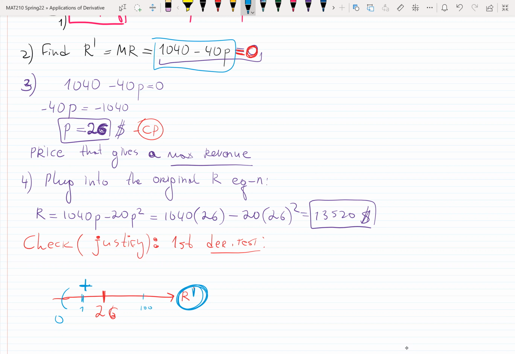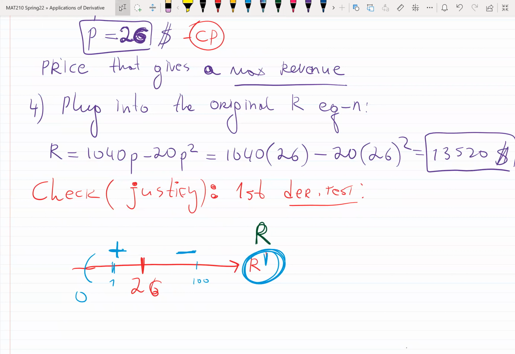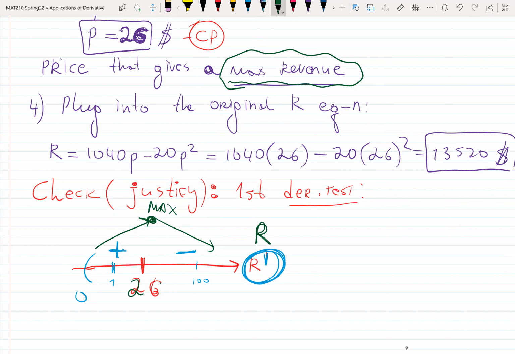When P is 100, 4,000 is too big and the negative number gives you negative. Why does this matter? Because the original function R, in this case the original revenue, not the derivative of the revenue, was increasing and then decreasing. And this is what we expect to have. Visually, it is indeed a maximum, and we found the maximum. And that's the justification that indeed at 26, when price is 26, before 26, revenue is increasing. After 26, revenue is decreasing.